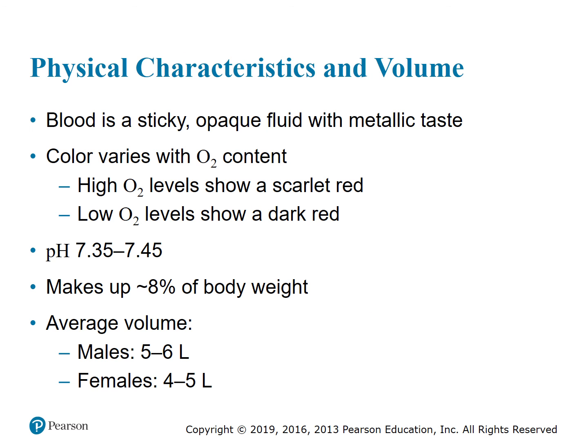Physical characteristics and volume. So blood is a sticky, opaque fluid with a metallic taste. The color varies with oxygen content. High oxygen levels show a scarlet red. Low oxygen levels show a dark red. The pH of blood, very important, is between 7.35 and 7.45. And blood makes up about 8% of body weight. And the average volume in males is between 5 to 6 liters, and in females 4 to 5 liters.